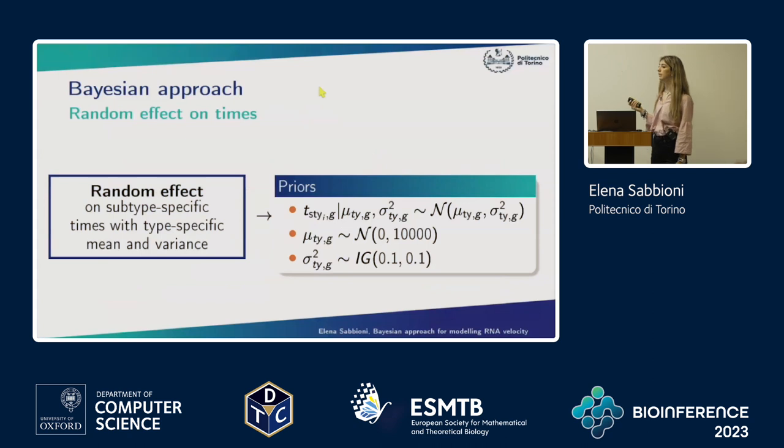So to model the subtype-specific times, we use a random effect model. And we use a prior for this time that has a mean that is type specific. So for each subtype, we connect them with the related type.